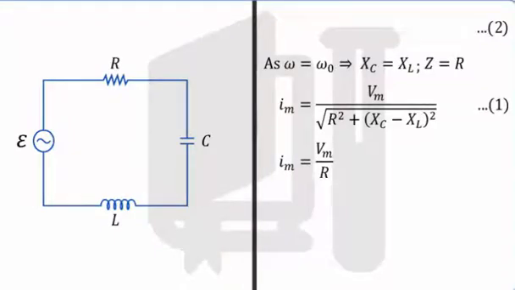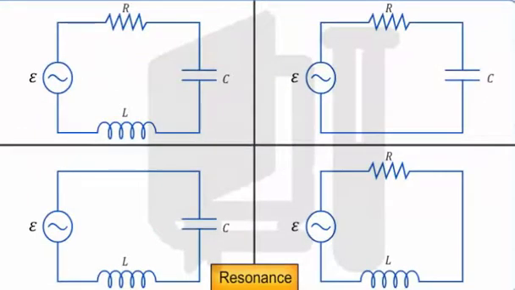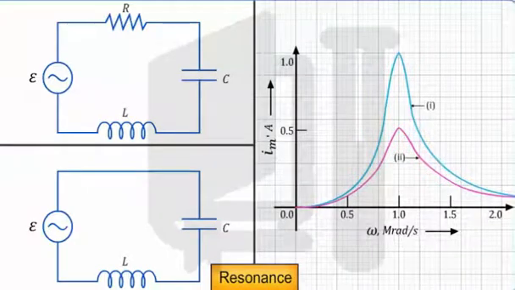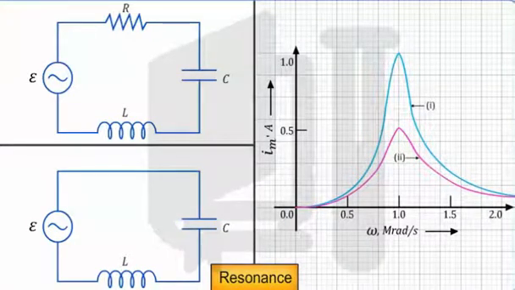Resonance is possible only in a circuit which has both capacitive and inductive components, as the condition Xc equal to XL needs to be satisfied. Thus, resonance can be observed in a series LCR circuit or in a series LC circuit, and cannot be observed in RC or RL circuits. This can also be observed from the graph of Im plotted against omega, with Im on the y-axis and omega on the x-axis.